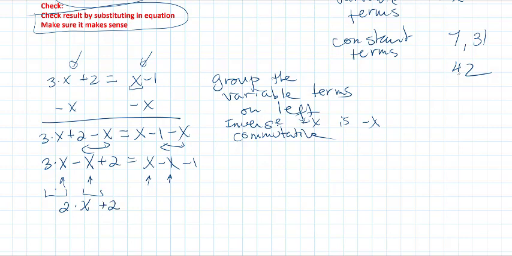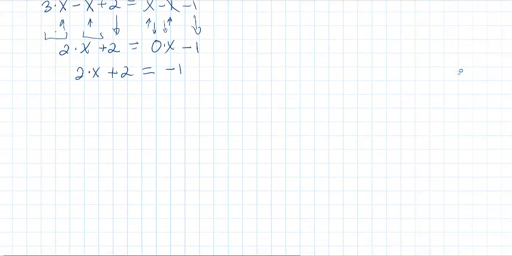And let's bring down our 2 here as it is. On the right-hand side, we had 1x, but then we subtracted the second one, right? That's subtraction. So we have no x's. We have 0 times x. And let's bring down the negative 1 here. Okay, so let's write this a little more neatly. We have 2 times x plus 2 equals, since we have 0 x's, we don't have to write it, on the right-hand side we just have negative 1.